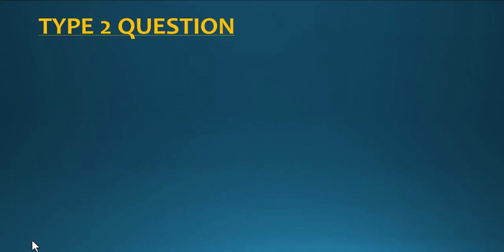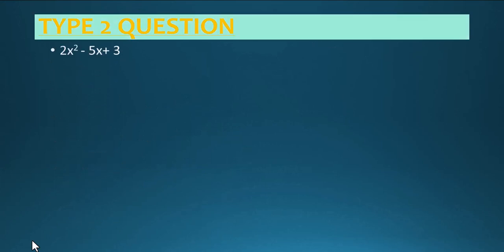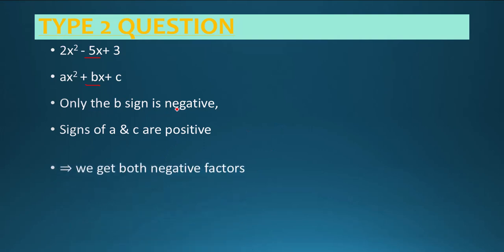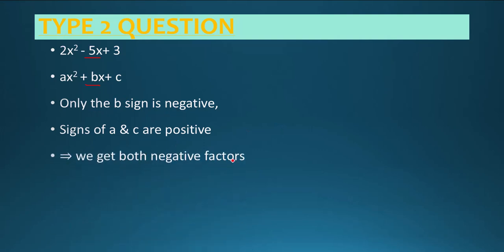Let's take a type 2 question. 2x square minus 5x plus 3. Here the sign of b is negative, whereas the sign of a and the sign of c are positive, right? So whenever the b sign is negative and a and c signs are positive, definitely we are going to get both negative factors and we get both positive zeros. So whenever the b sign is negative, we definitely get both negative factors.